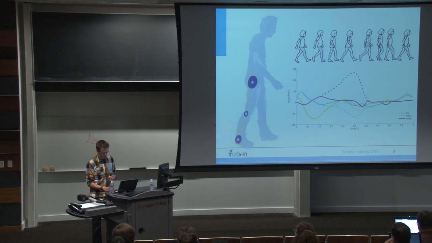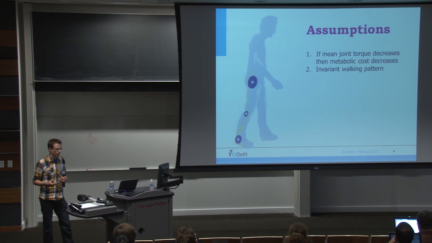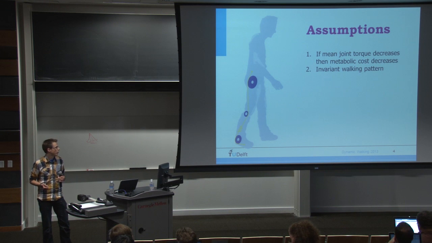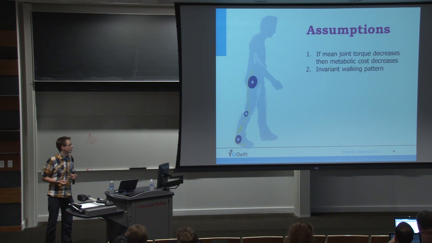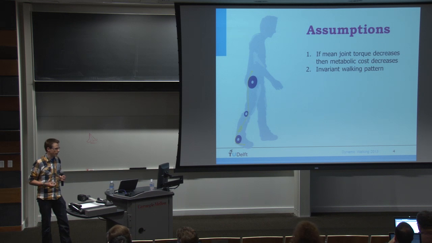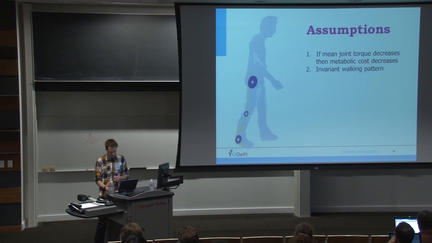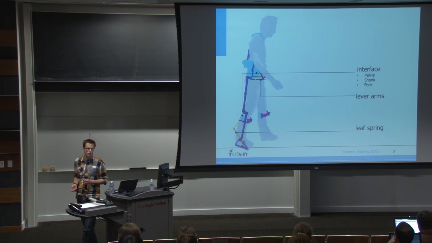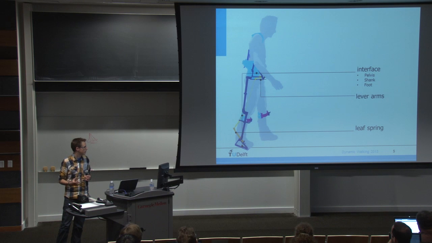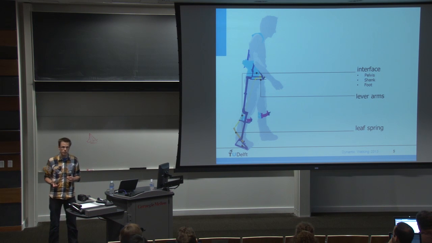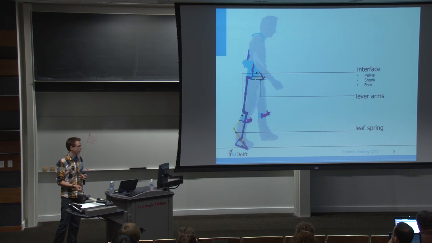We made two important assumptions here. One is that if this moment is lower, we also have a lower metabolic cost of walking. And the second assumption is that the joint angles and the joint torques are invariant to the support we give. To test this, we built a device that implements this concept. We made a few adaptations. We added an interface at the hip, the shank, and foot. We replaced the pulleys with lever arms, which is a little bit lighter. And we have a leaf spring that captures the energy storage.